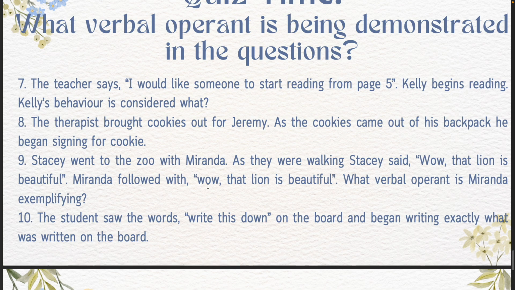8, the therapist brought cookies out for Jeremy. As the cookies came out of his backpack, he began signing for cookie. All right, so if you do need some extra time, please go ahead and pause because I am going to be telling you guys the answers pretty quickly if you haven't noticed. So in this, 8 is a mand, okay? So the learner saw the cookies and then he signed cookies.